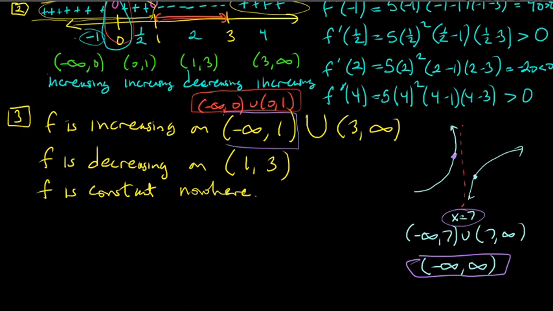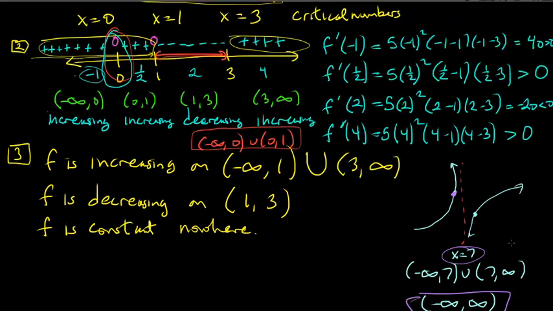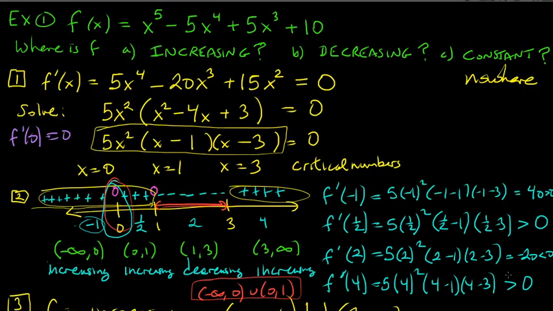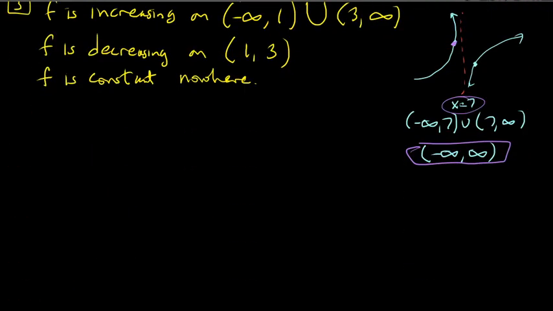We skipped over the 0 in this case because there's no asymptote, there's no jump. Okay, so I hope that helps. Yeah, so maybe we'll do one more example, and then we'll move on to the first derivative test.